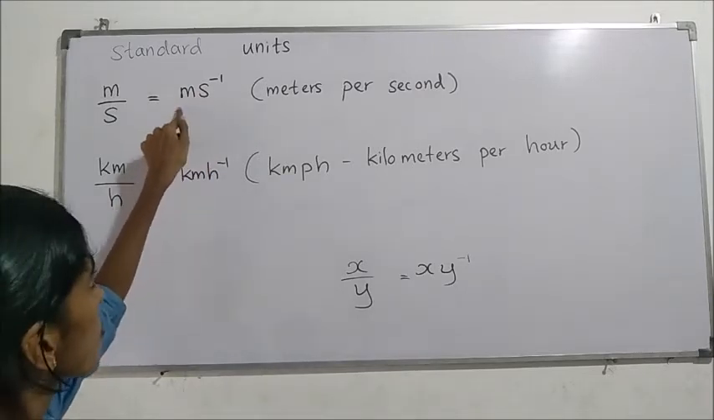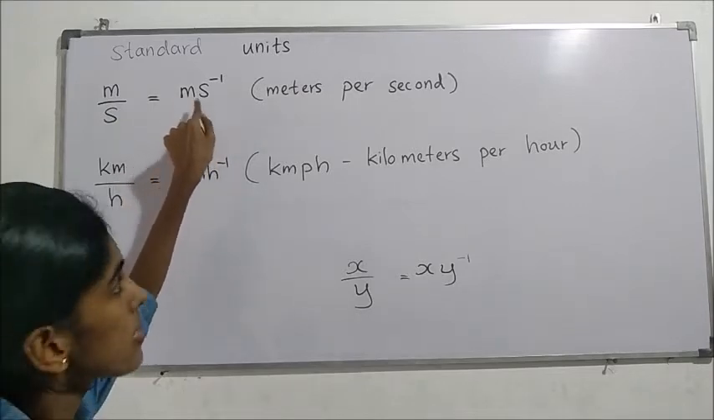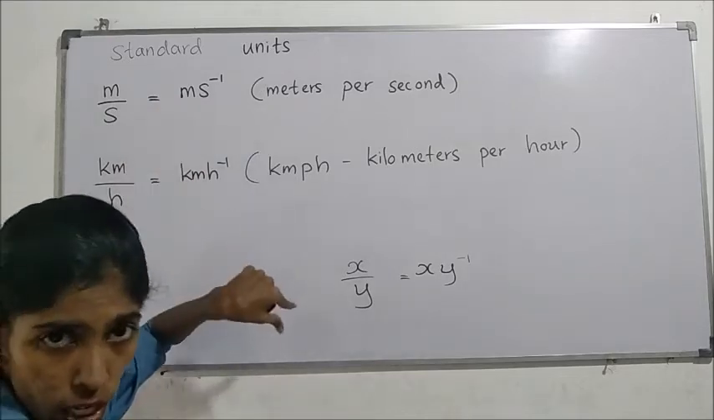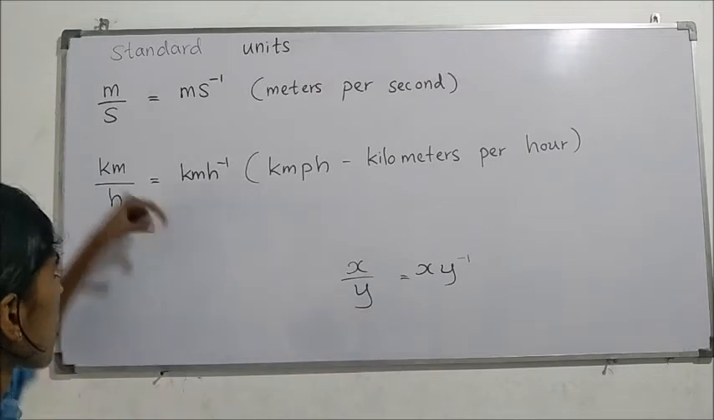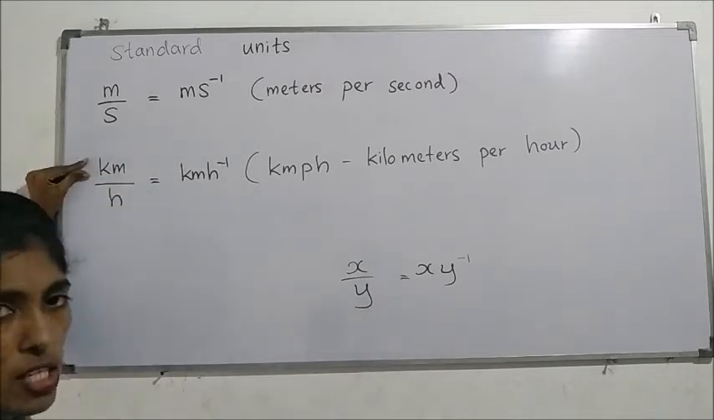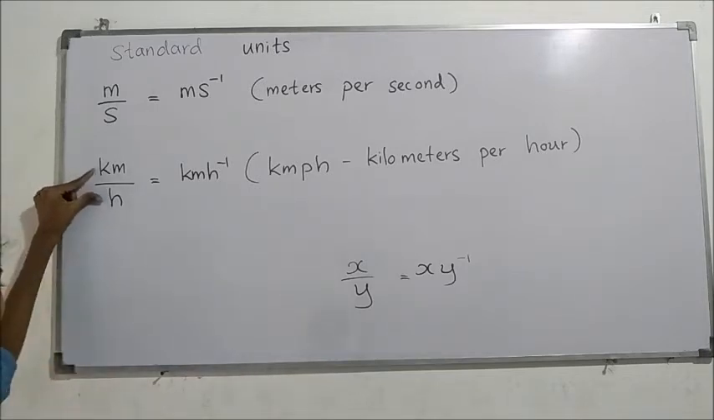If you are taking meters and seconds, we call it meters per second. The number of meters traveled by the object within 1 second. And the next one is the distance mentioned in kilometers, while the time is in hours. Every time these two go together.